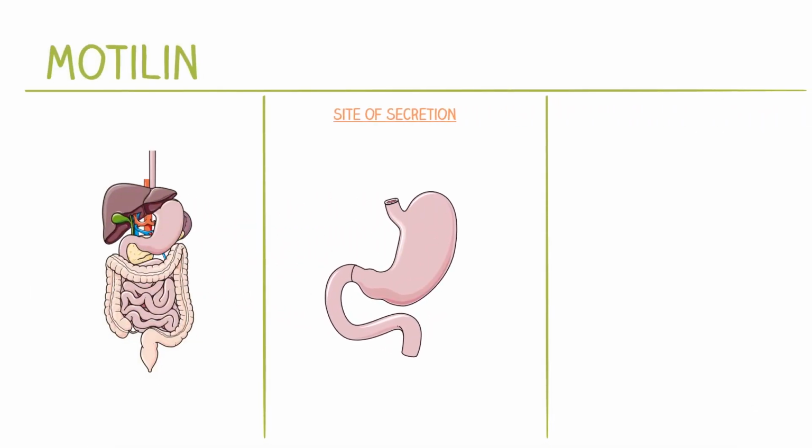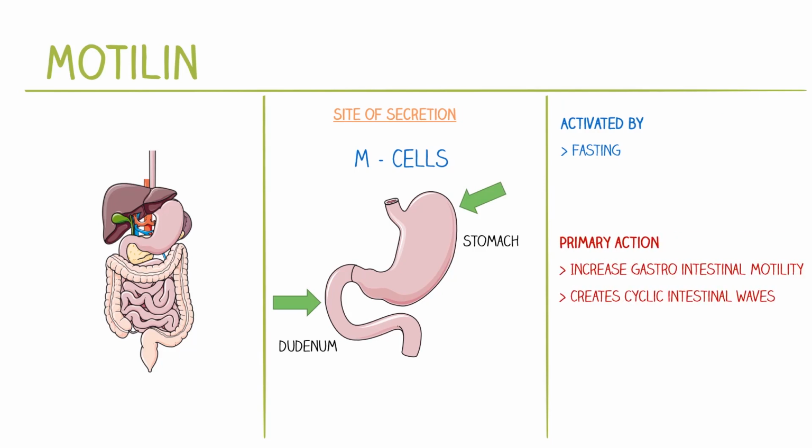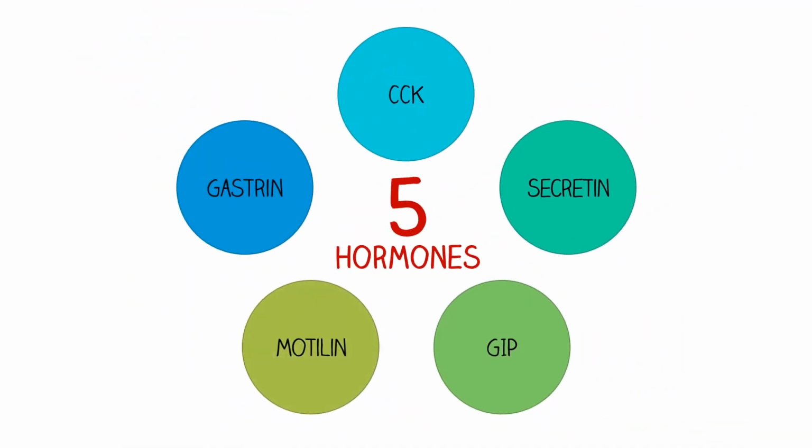The final hormone, motilin, is secreted by the M cells of stomach and upper duodenum only during fasting. It's activated by fasting. Motilin increases the motility of gastrointestinal tract. This hormone is released cyclically and it creates cyclic intestinal waves passing from stomach to small intestine. The secretion of motilin is inhibited by the ingestion of food materials. That's all about hormonal control.